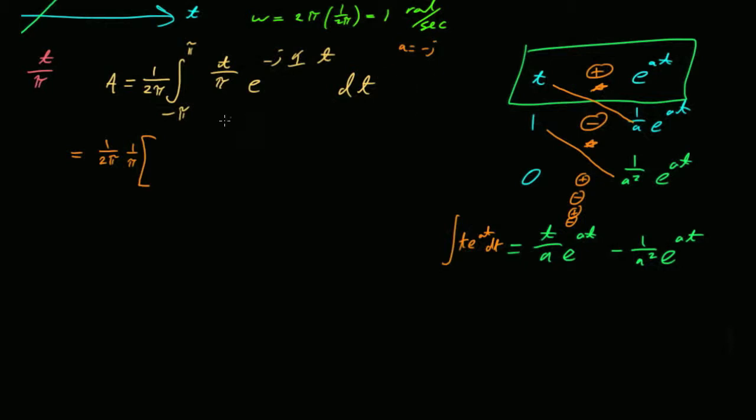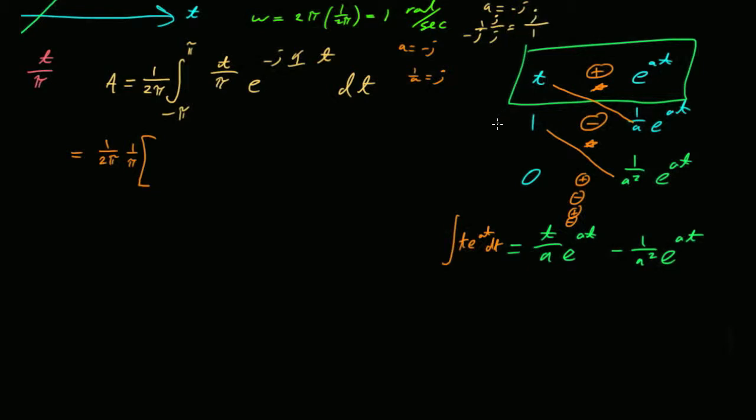Negative. Yep. Absolutely. If a is negative j, then 1 over a is 1 over negative j, which is just ugly. So you multiply by j over j. That gives you j over, j times j is negative 1, times the negative is positive 1, so that's j.